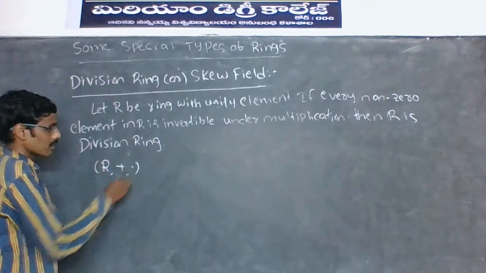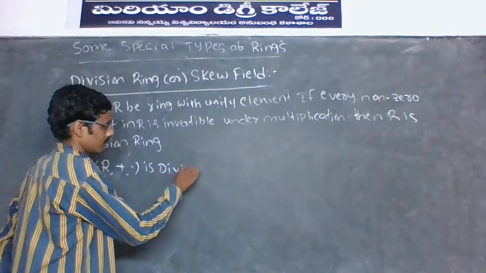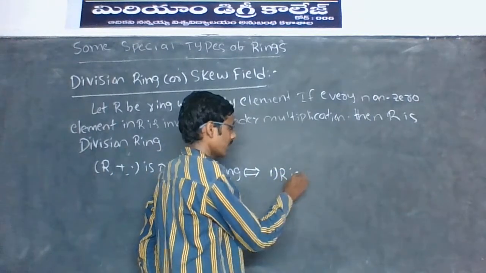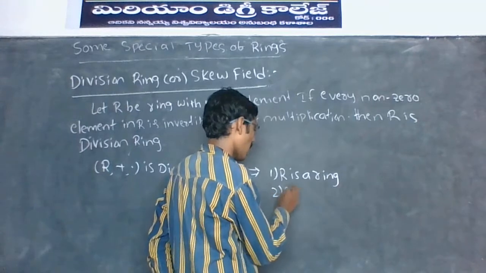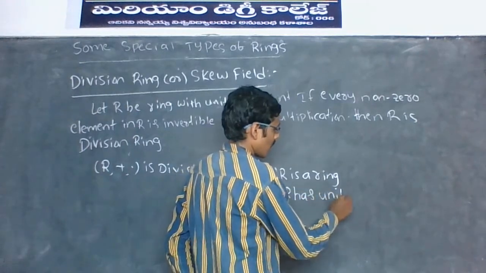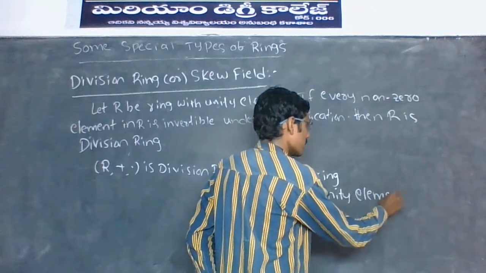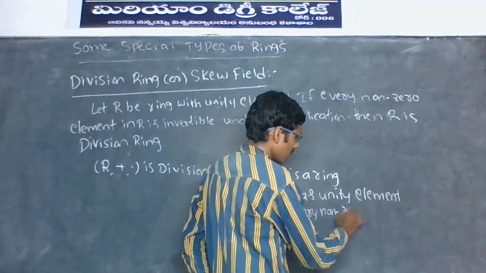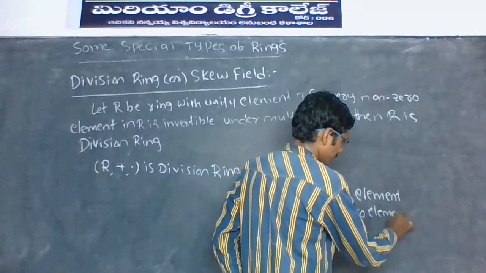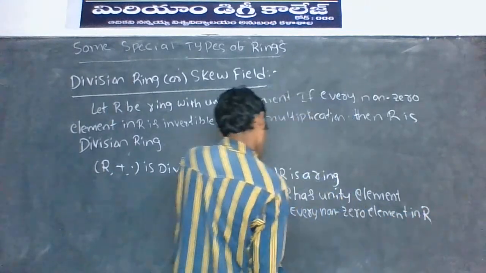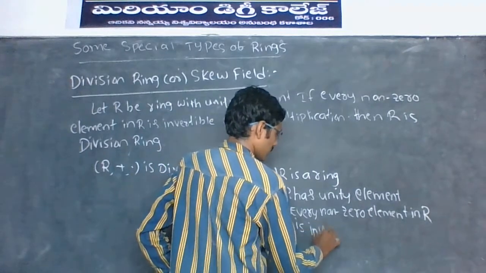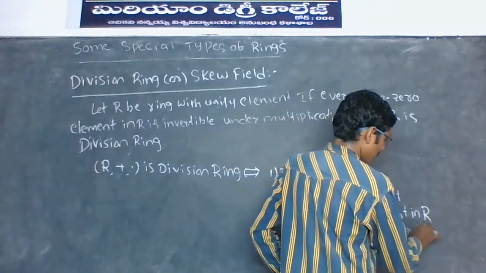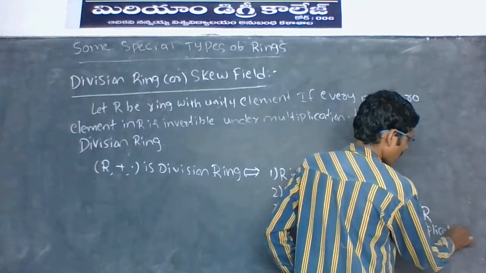In condition notation, R plus dot is a division ring if, first, R is a ring; second, R has unity element; third, every non-zero element in R is invertible under multiplication. That is the definition of division ring.